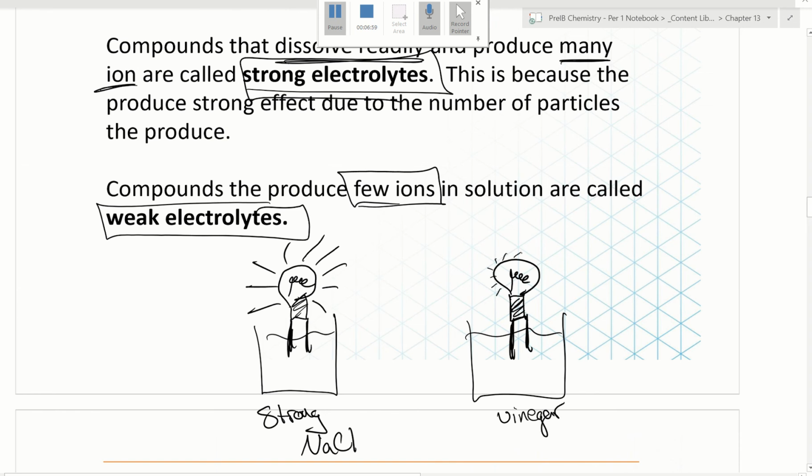up just a little bit. That's just because there are fewer ions in a weak electrolyte and many ions in a strong electrolyte. So if you have a whole bunch of ions, you have a lot of electricity being conducted, therefore a bright light. If you have few ions, you only have a little electricity being conducted, so a weak light, or just not very bright.